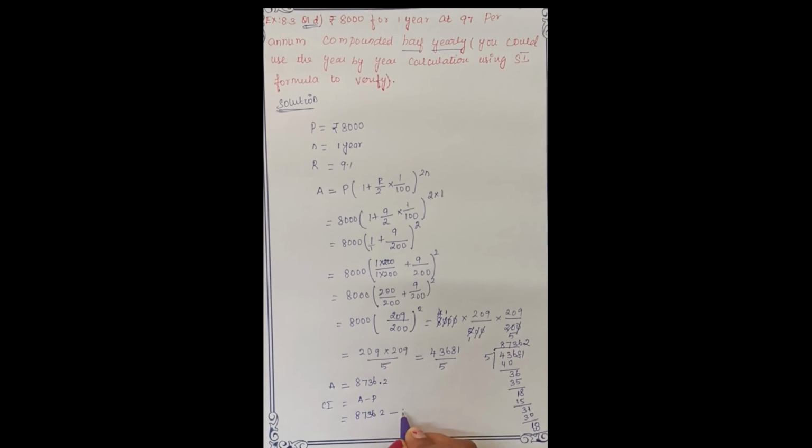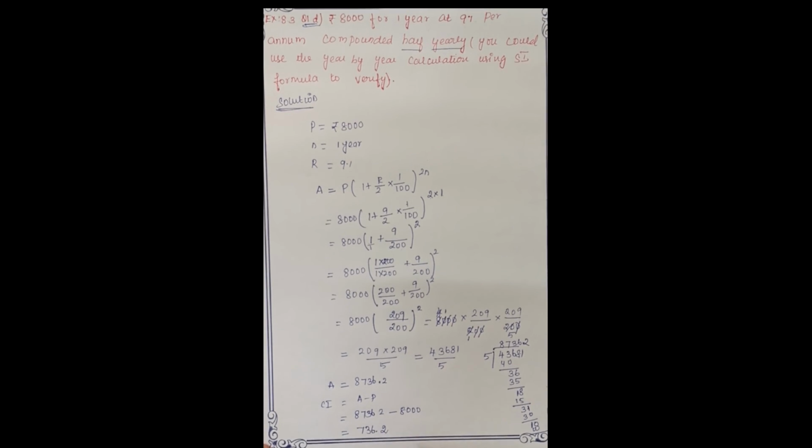8736.2 minus principal is 8,000. So if you subtract this, you'll get 736.2. The compound interest is 736.2.